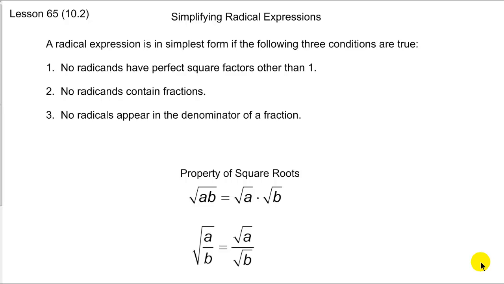Today we'll move from graphing radical expressions to simplifying radical expressions. And in order to do that, we need to follow these three rules. First of all, no radicand can have perfect square factors other than 1.